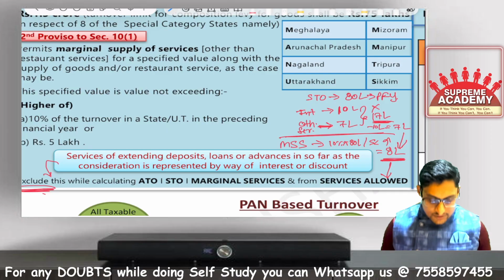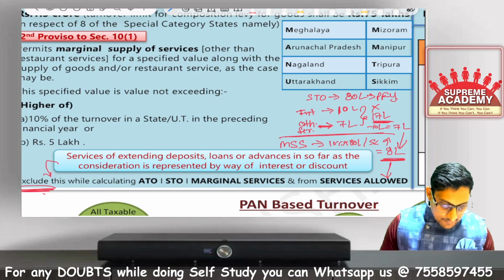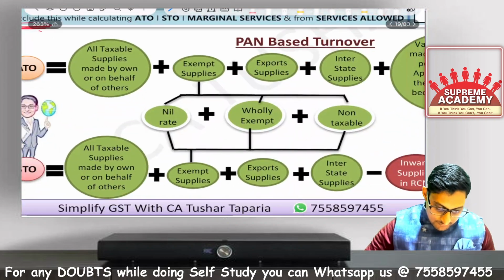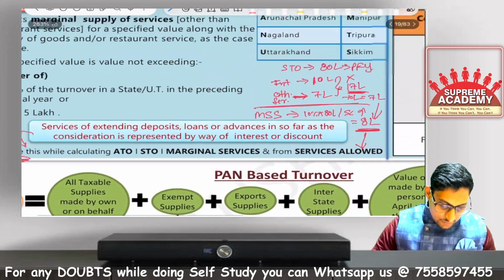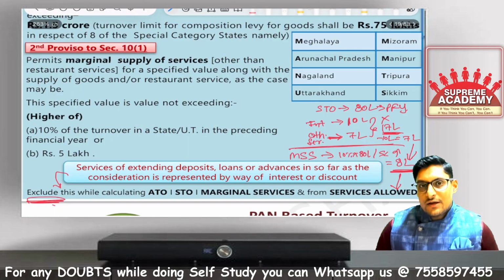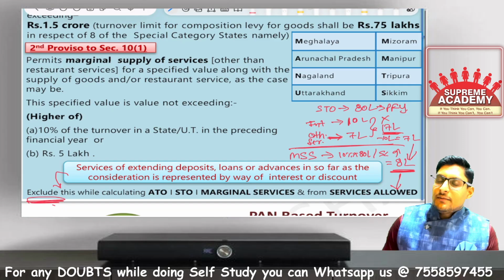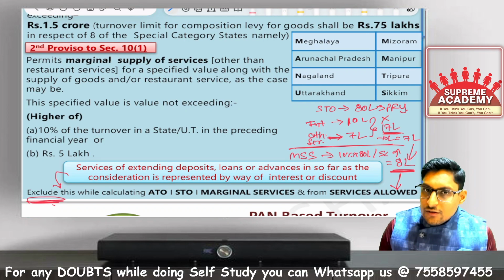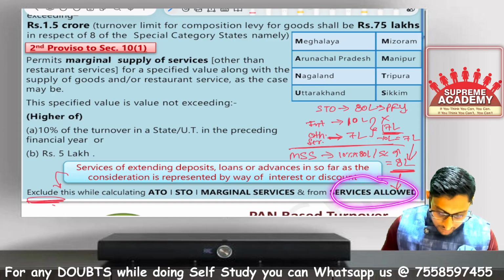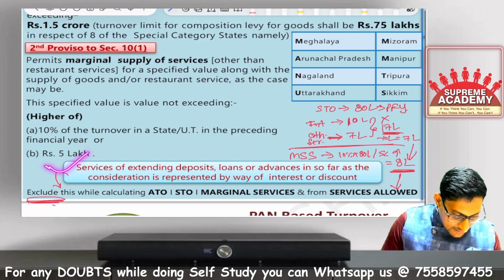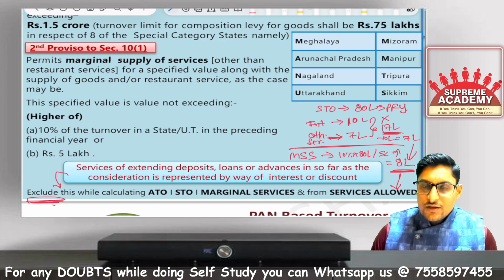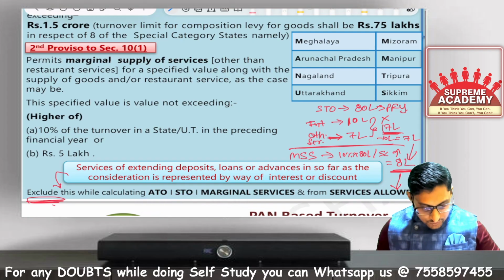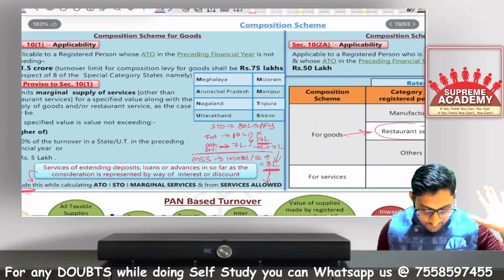And the second thing, read this service: service of extending deposits, loans, advances in so far as the consideration is represented by way of interest or discount. The same thing as we were reading below in the definition of aggregate turnover. Here it is telling that while calculating the marginal supply of service, the aggregate turnover, the state turnover, and the service allowed, you should ignore this type of service. Yes, you should ignore this type of service while calculating these four things. So this is all about a composition scheme for goods.